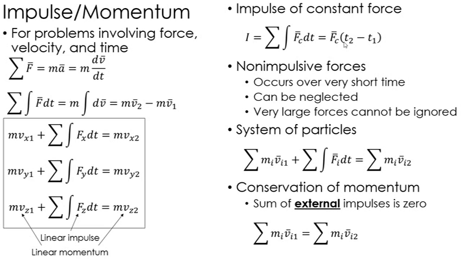Now, conservation of momentum. Remember, conservation of energy occurred when there were only conservative forces. Conservation of momentum occurs essentially when there are no impulses, or more specifically, when the external impulses equal 0. So if the sum of the F dt goes away, then I'm just left with my initial momentum equals my final momentum. This is most useful when we talk about impact problems, where you've got two particles colliding.